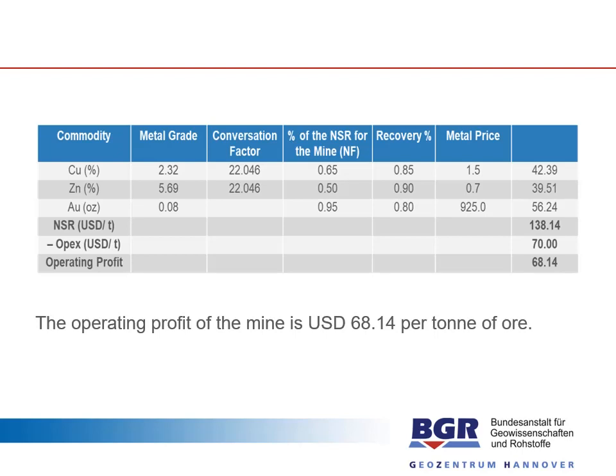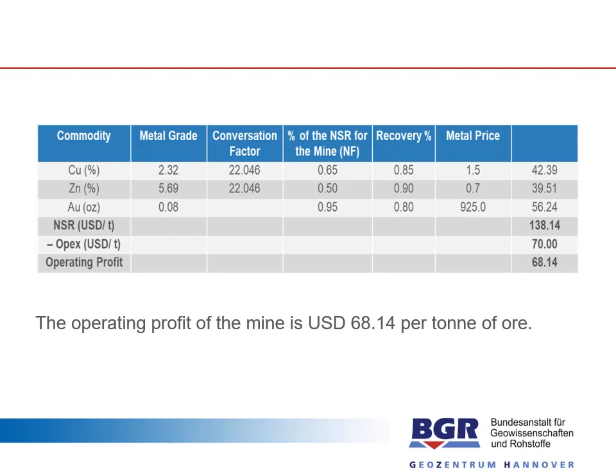Here you can see the different price calculations for copper, zinc, and gold. The metal grades are as shown on the slide before. As we are using pounds, we have a conversion factor which is 22.046, and we are assuming a net smelter return for copper of 65%, for zinc of 50%, and for gold of 95%. The recovery is in the range of 80 to 90%, and the metal price was already shown on the slide before. So if we now multiply all these factors, we get a net smelter return value for copper of around $42 per ton of ore, for zinc almost 40, and for gold $56 per ton of ore.